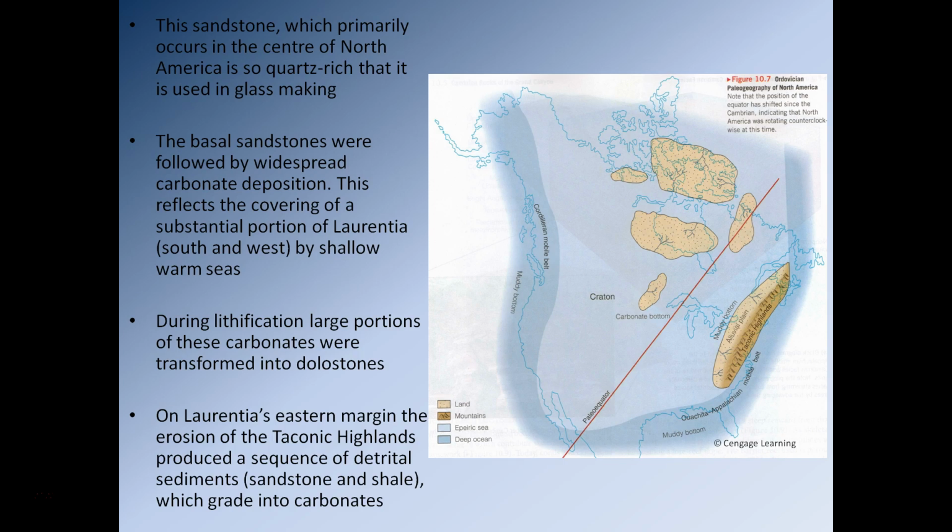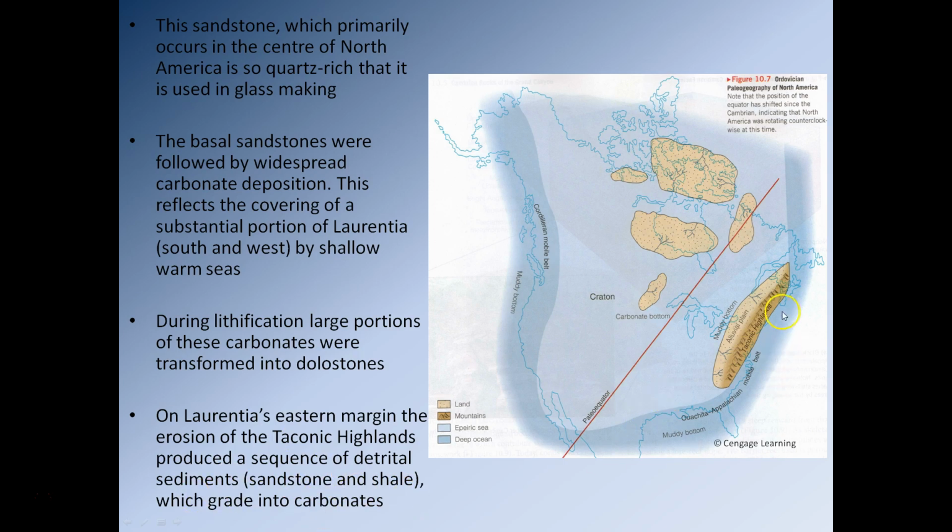And we also at this point have an important event taking place. Along the eastern seaboard, we have the formation of the Taconic highlands. And this is the result of the destruction of the Iapetus Ocean and the movement of Baltica and Avalonia towards the east coast, or what is now the modern-day east coast of North America. Now, the sequence associated with the Taconic highlands is dominated by sandstones and shales, which eventually grade into carbonates.